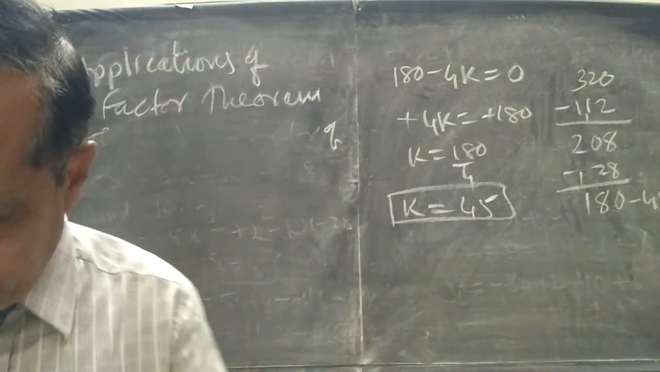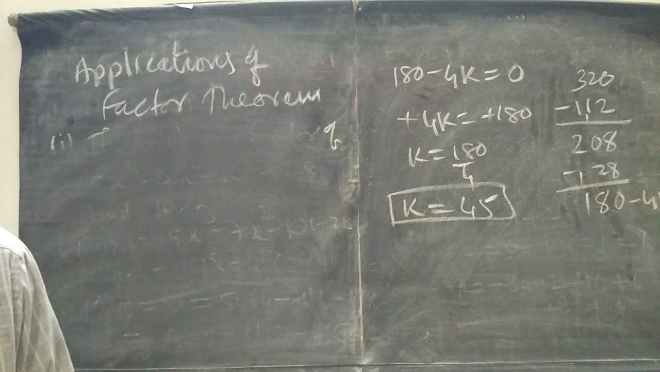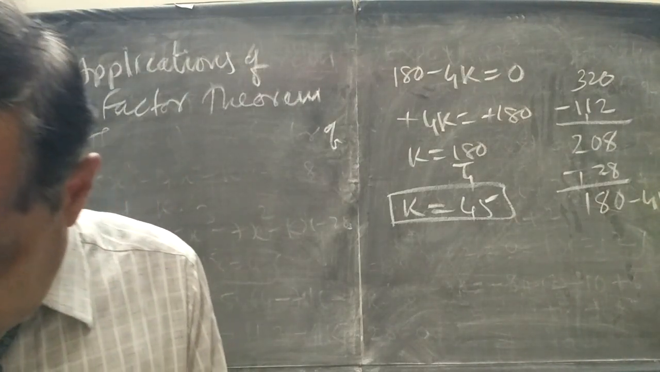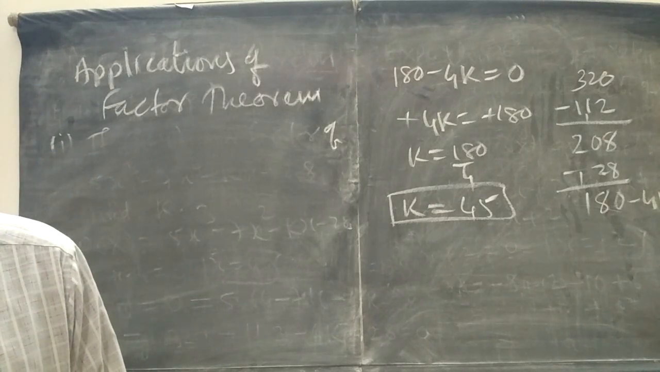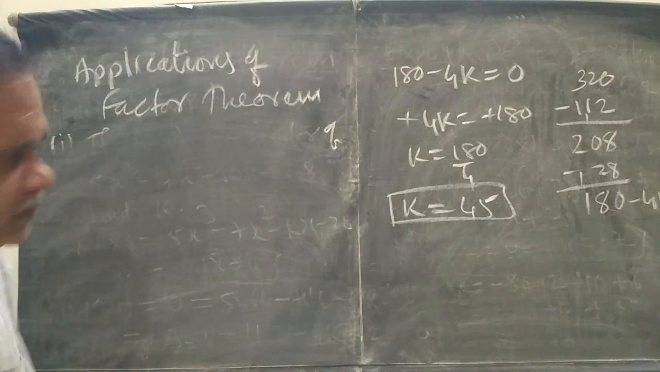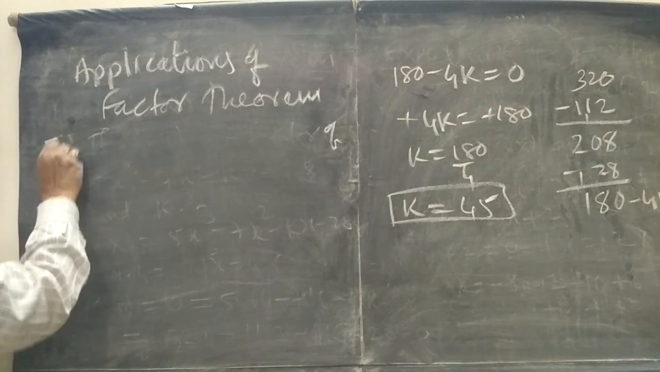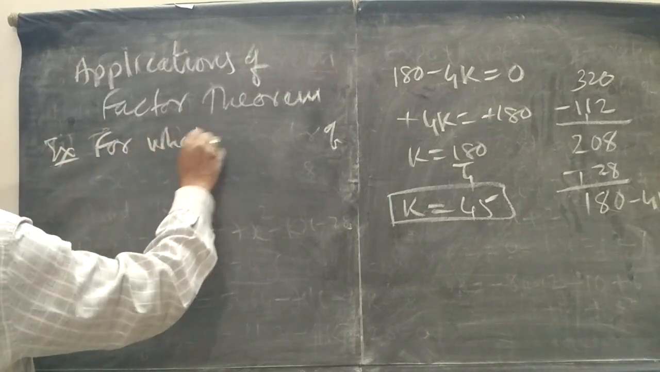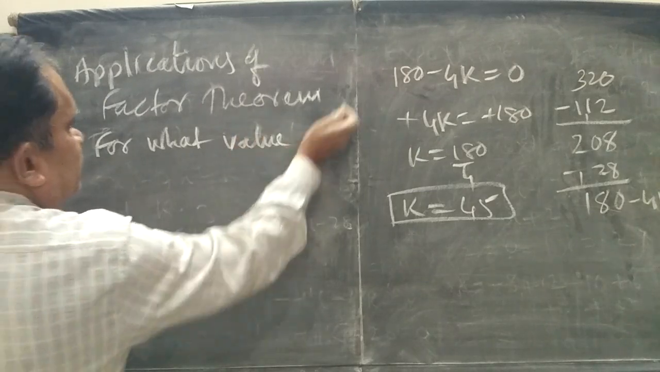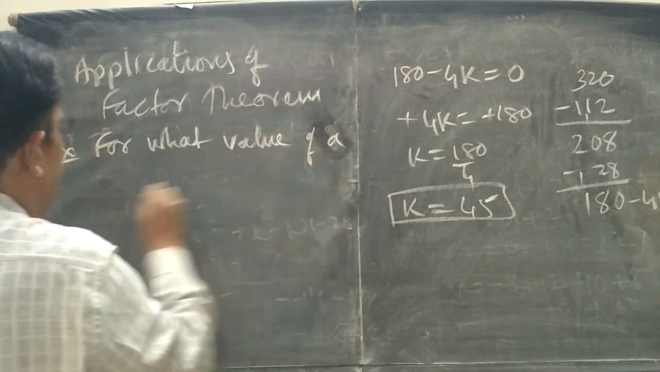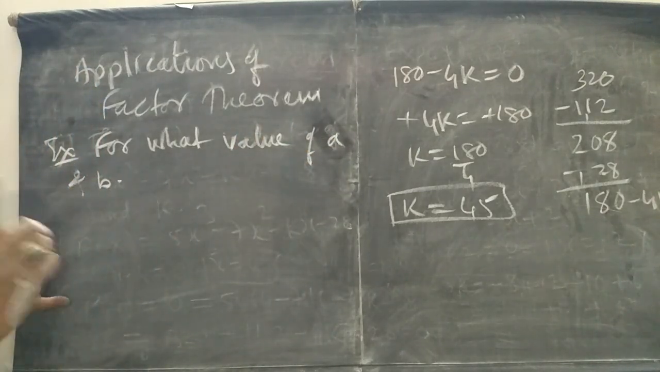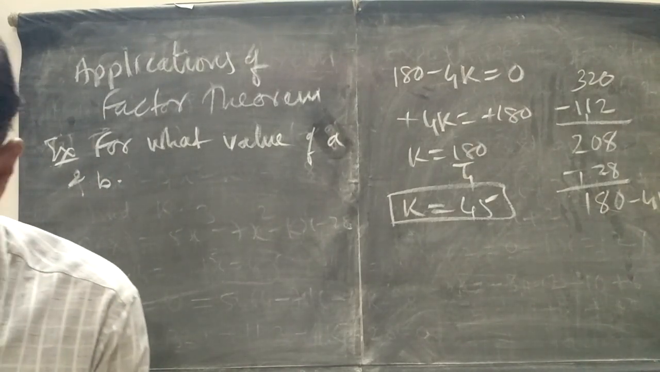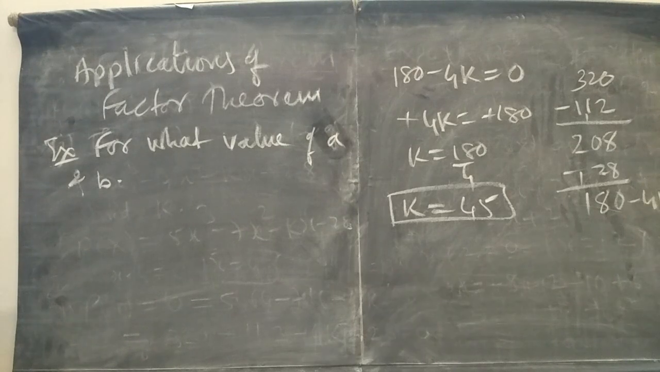I am taking one more example. For what values of a and b? See, now you have two variables in this one.